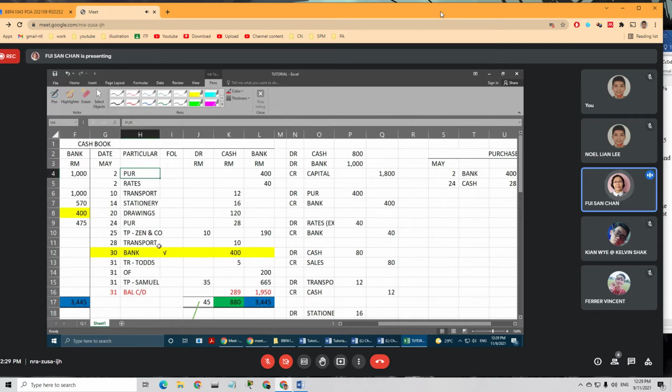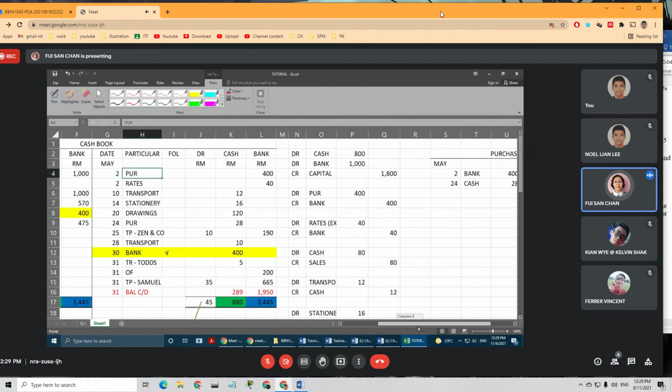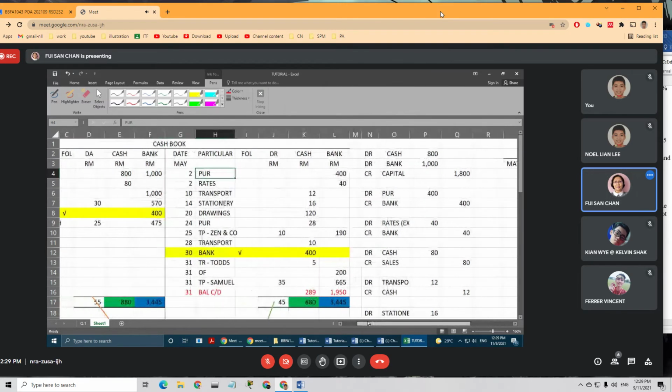Transport again, no need two times. Trade receivable, just now we already have on the debit side, so it's the same one. And office furniture, one. Trade payables. So that's what you actually need to do.